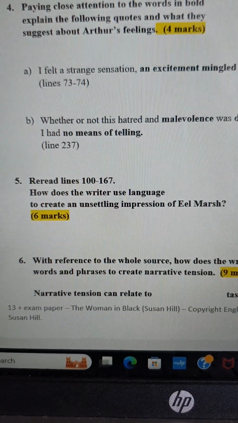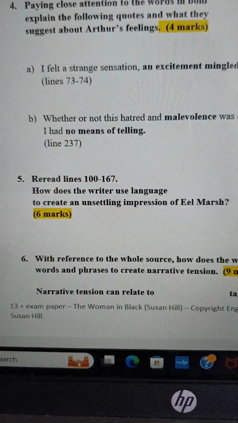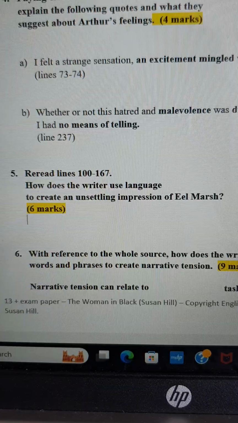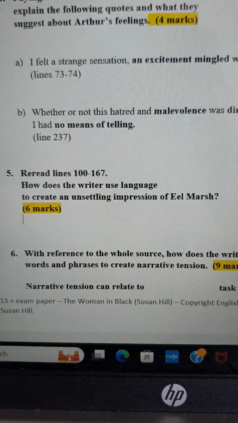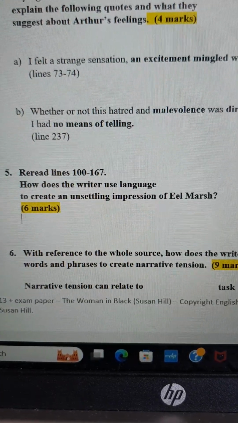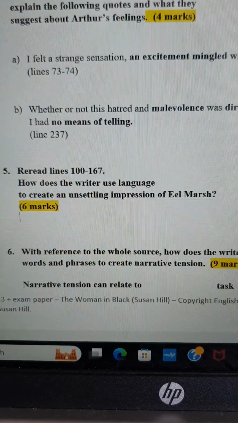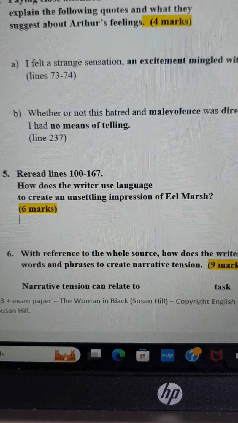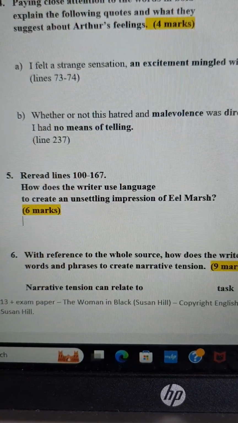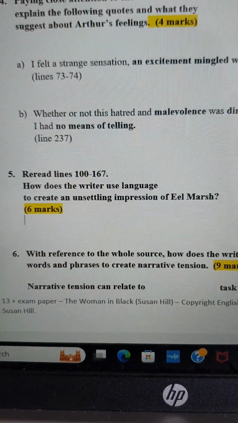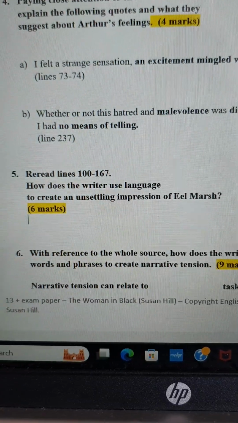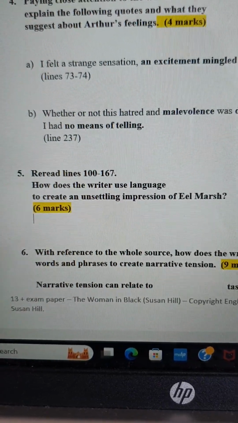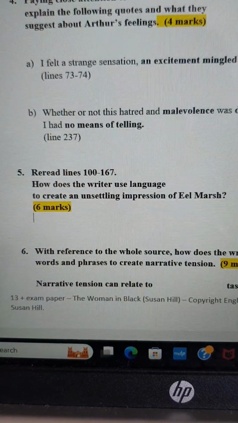Here we are at the question paper, and as you can see, it asks you to analyse lines 100 to 167. So it's quite a big part of the text. And how does the writer use language to create an unsettling impression of Eel Marsh? Now, it's worth 6 marks. So I would strongly suggest using the PED method, point, example, explain, develop. If you can do that twice, that will give you 8 marks, which is more than you need. So that should be plenty to answer the exam question.